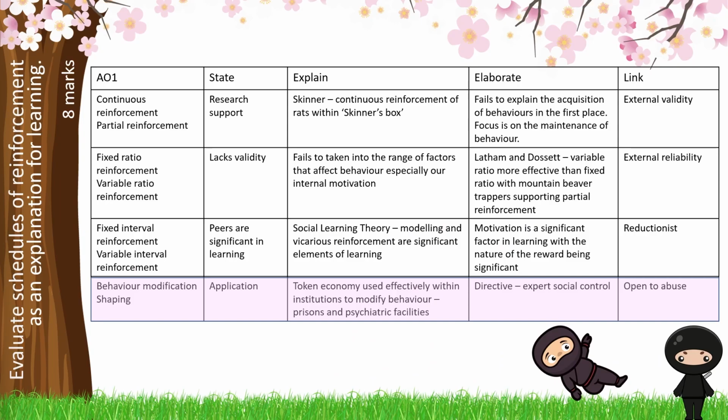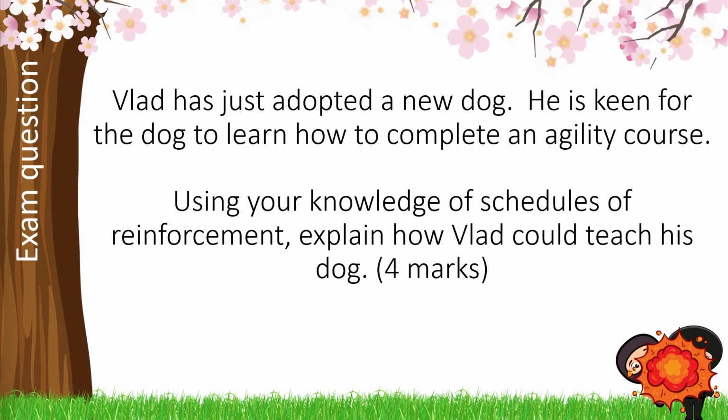Finally, we talk about behaviour modification and shaping, and here we talk about application. Here our application is coming from an example of behaviour modification. We've gone for token economy here, but you're more than welcome to use a different one. This is directive, which means that those in power have control over who gets tokens and what behaviours are reinforced. This is using expert social control and is a good example for this as an issue in debate. Our conclusion here is this is open to abuse, that it depends on who is using behaviour modification to how effective it is and whether it's appropriate. We could talk about here that it would be unethical to use primary reinforcers as part of our behaviour modification and shaping. So let's move through and have a look at some exam questions.